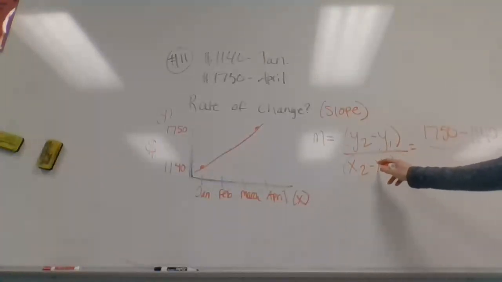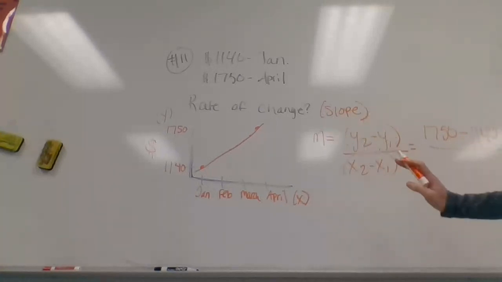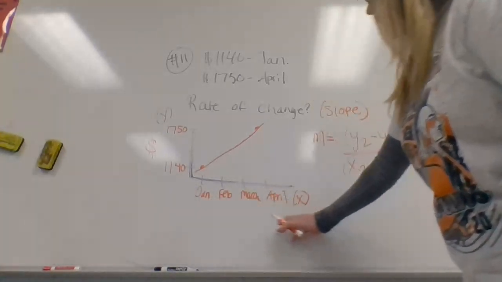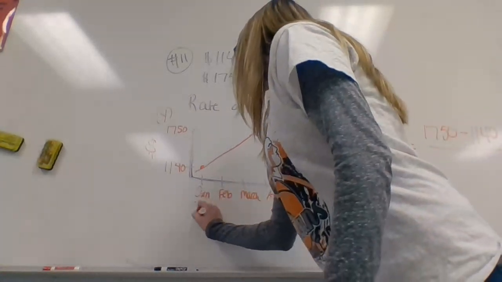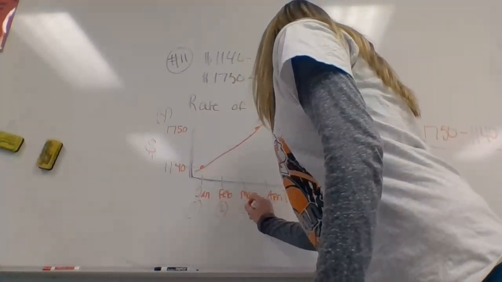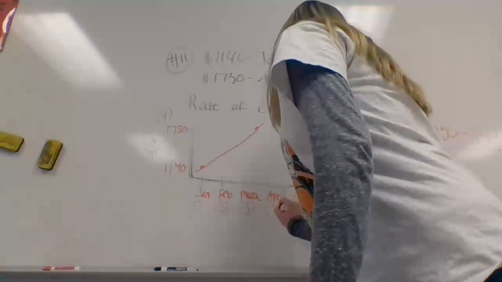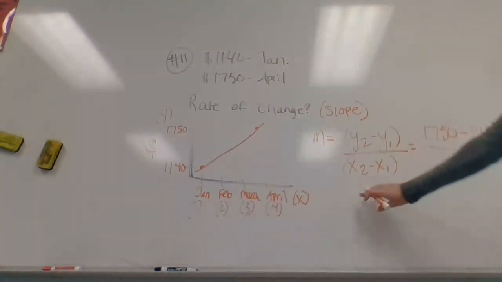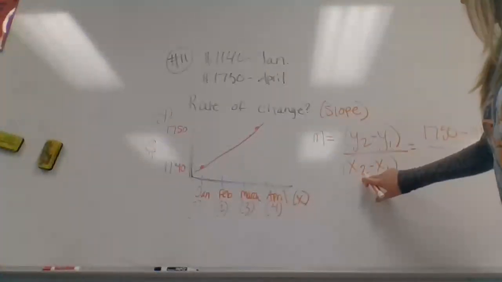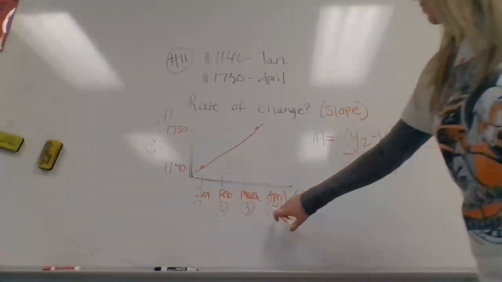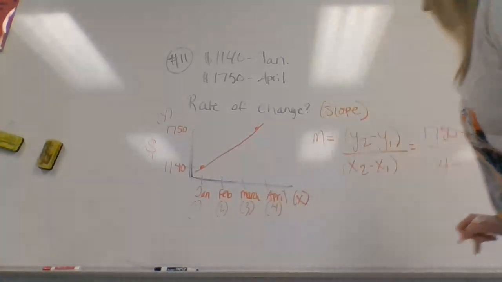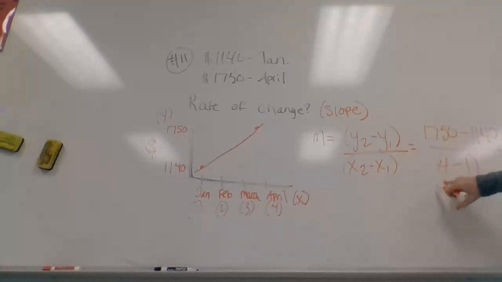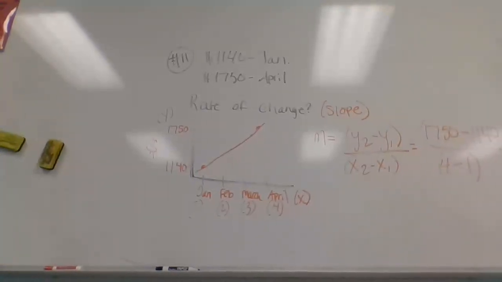Now, the bottom numbers, our x values, are a little bit tricky, but don't let it fool you. We can assign our months as number values because January is the first month, February is the second, March is the third, and April is the fourth month. So I need to look at my x values then. My second x value, or x2, is 4, minus my first x value, which is 1, so we represent April minus January. Then I can solve.